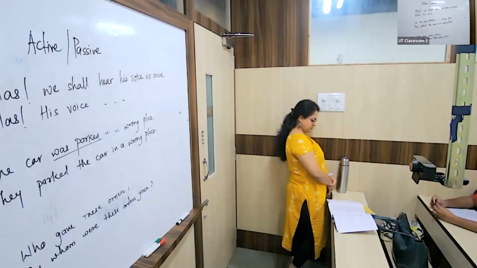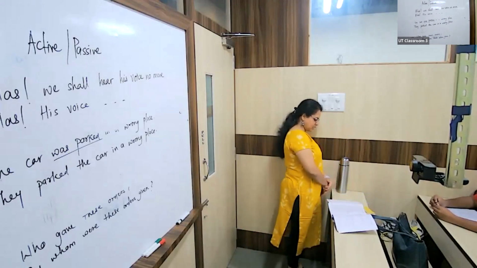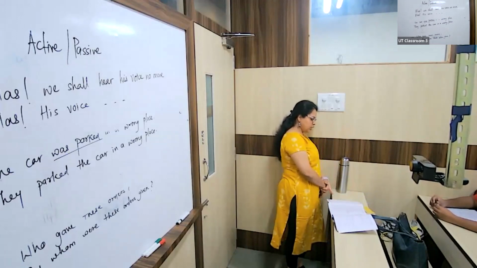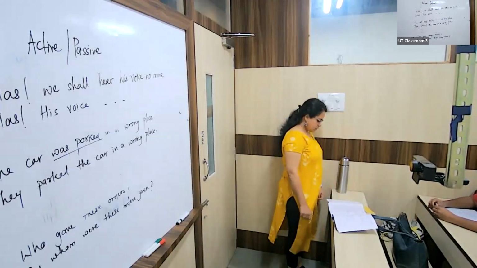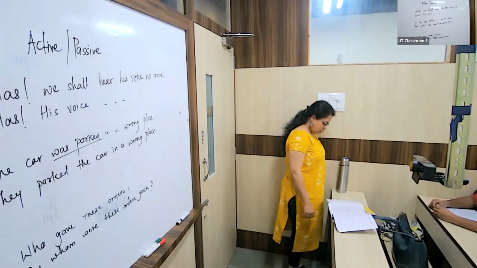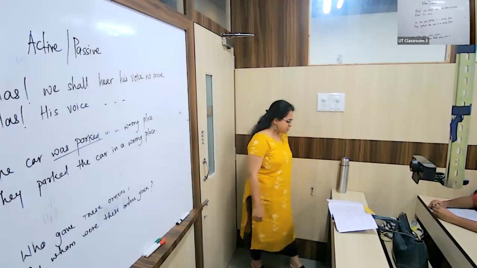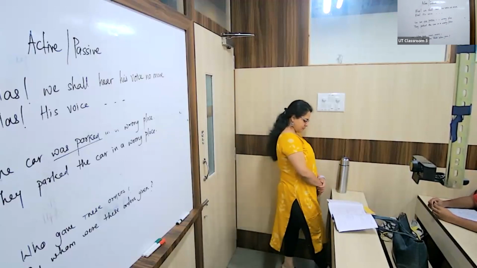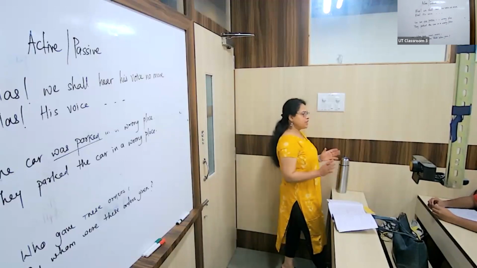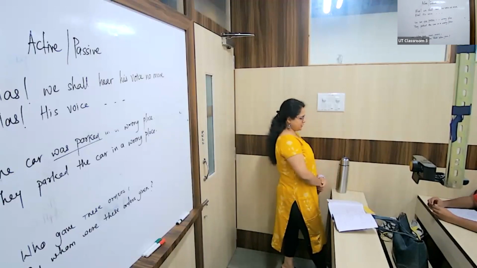The car is being loaded by three men. Right. Then, what is the second one? He will be elected secretary by the group. The group will elect him secretary. Very good job.